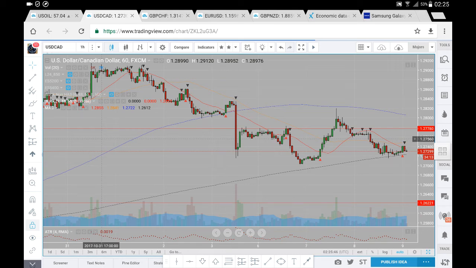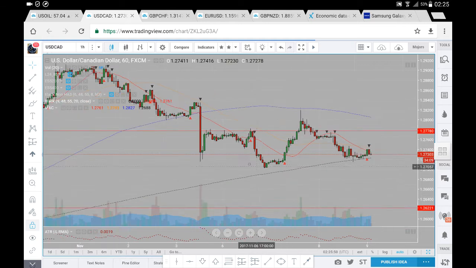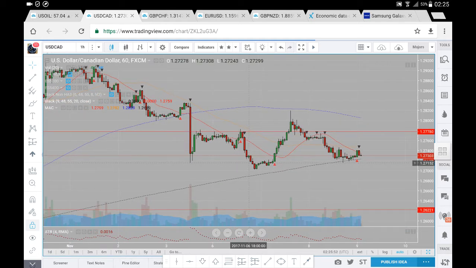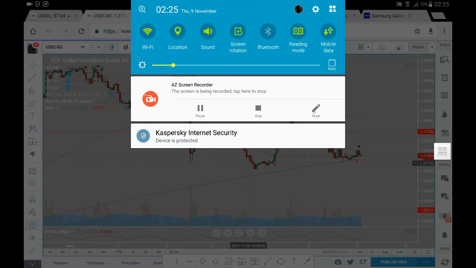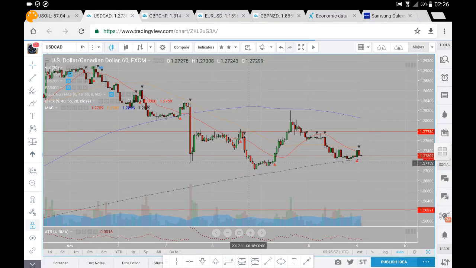So this is US dollar CAD analysis for the 9th of November. Now, let's just have a look what happened with prices. So, let's just grab the pen. So, the 8th of November was just there.